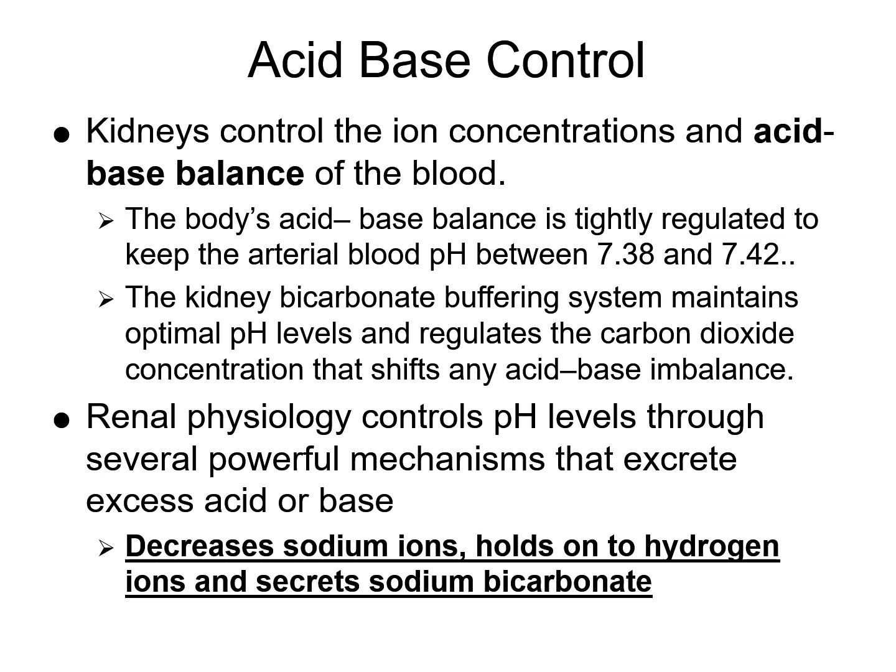The body's acid-base balance is very, very tightly regulated, and it's regulated to keep the arterial blood pH between 7.38 and 7.42. The kidney bicarbonate buffering system maintains the optimal pH levels. Well, how does it do that? It regulates the carbon dioxide concentration that will shift any acid-base imbalance. Well, how can it possibly do that?